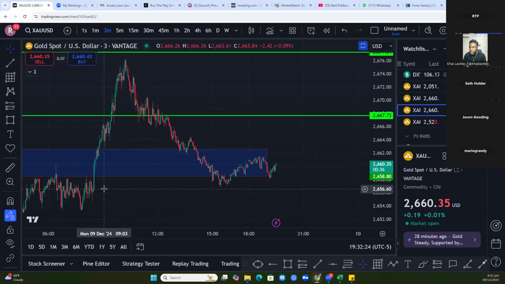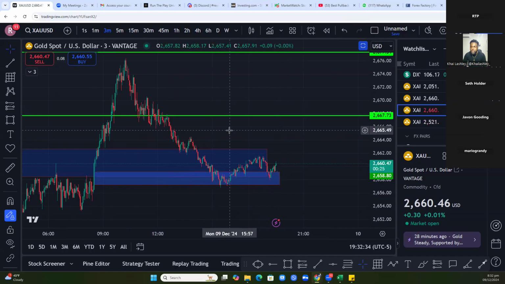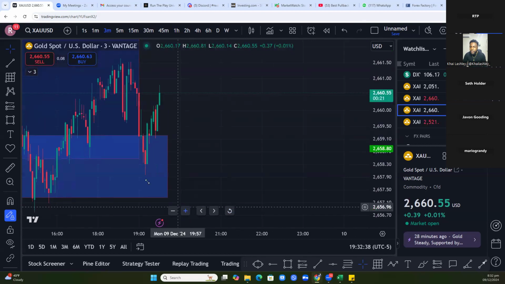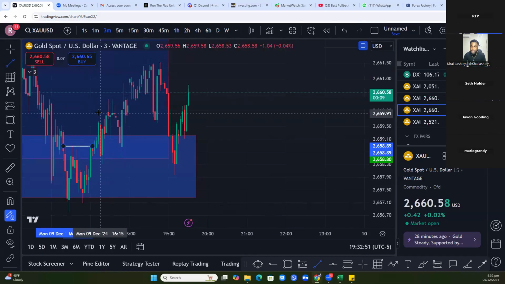So like here, for example, we got like a 3 minute imbalance here. Just showing you guys, see, price traded down into it. Boom. Then we pushed off. On a 3 minute time frame, if we have like a 3 minute break of structure, this was your previous high. Price came up, traded above that.